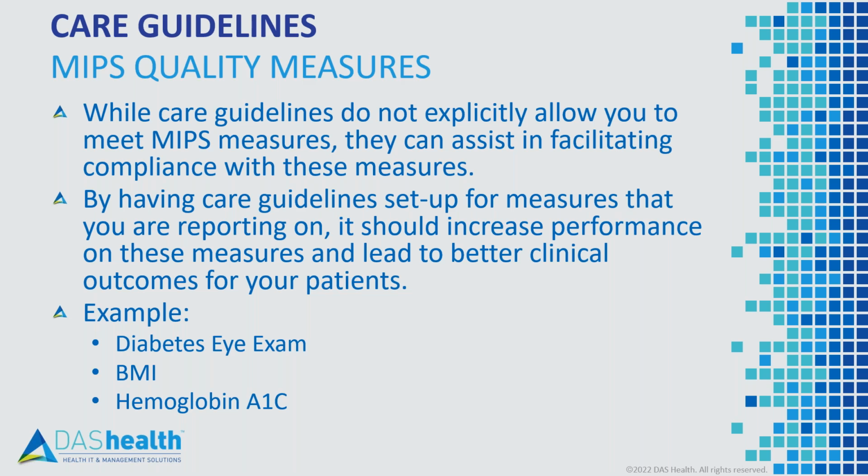So, if you're really struggling with compliance with required testing or screenings that need to be done in order to meet MIPS measures, you can set up care guidelines to be a sort of to-do list for your practitioners, which should increase performance and, what the ultimate goal is, lead to better clinical outcomes for your patients. So some examples of ways we've seen care guidelines used specifically for MIPS are things like the diabetes eye exam, BMI screenings, and hemoglobin A1C testing.